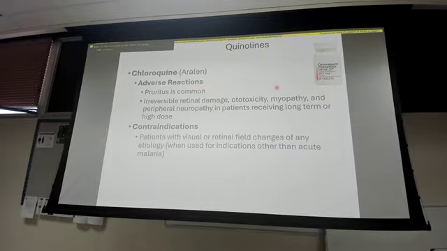Back on the chart, you can see that we're gonna take it 1 to 2 weeks prior to travel and 1 month after. And it's gonna treat uncomplicated malaria. So the adverse reactions are gonna be pruritus, and then we're gonna get retinal damage, ototoxicity, myopathy, and peripheral neuropathy. So sounds pretty bad for adverse effects. But the contraindications are gonna focus more on your visual and retinal field changes. So if somebody already has that underlying, because that is one of our adverse effects, we need to make sure that we're not predisposing them any more than we need to, okay? Don't give it to them if they have that.